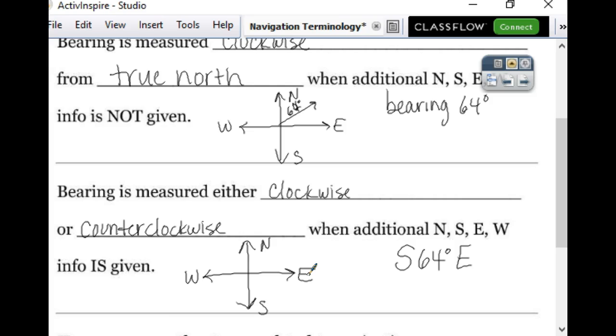So this specifically tells me which way do I start. I'm not going to start up here if it says south. I'm going to start at my south. And then it says to go 64 degrees east. Well, which way is east? Up. So it's not clockwise anymore, is it? Now I move counterclockwise. But that's okay. If you're given specific instructions, you can move counterclockwise. So if I move this way, this would be my 64 degrees.